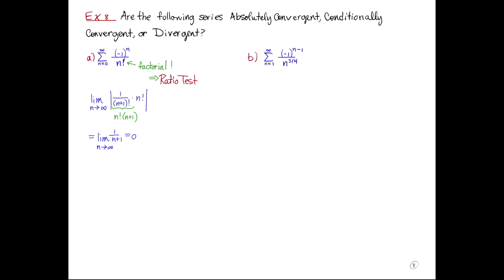We know for the ratio test, if the limit is less than 1, then the series converges absolutely. 0 is going to be less than 1 for all n greater than or equal to 0, telling us that our sum from n equals 0 to infinity of negative 1 to the n over n factorial converges absolutely by the ratio test.